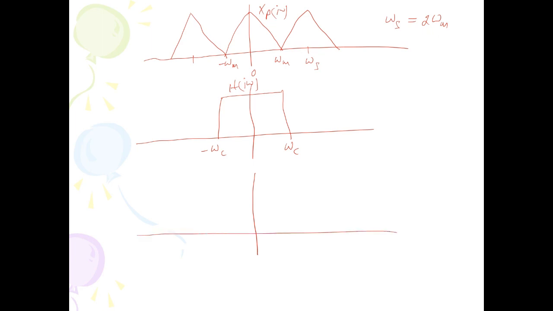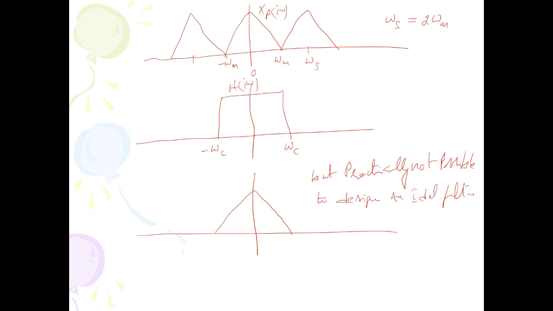after passing through a low pass filter, we may get the exact shape, but practically it is not possible to design an ideal filter. So in the practical case, there will be a transition; there will not be any sudden cutoff, sudden transition, so this condition is also violated. So in order to reconstruct the original signal, we have to sample the sequence just above the sampling rate.